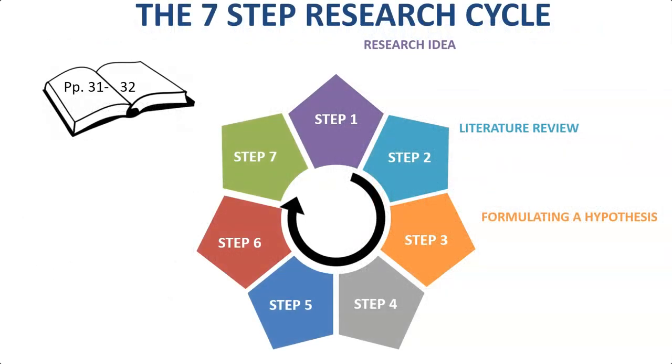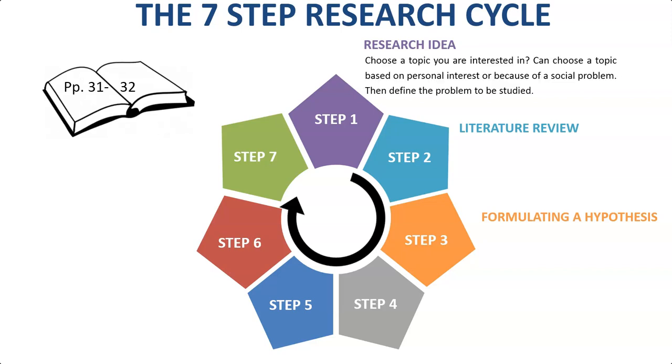So we're going to spend the next 10 minutes or so looking at the 7 steps in the research cycle. These are found on pages 31 to 32 of your textbook. The first step is choosing a research idea. So find something that you're interested in. You choose a topic based on personal interest, or maybe because there's a pressing social problem in your community, and then you define the problem that you're going to study.